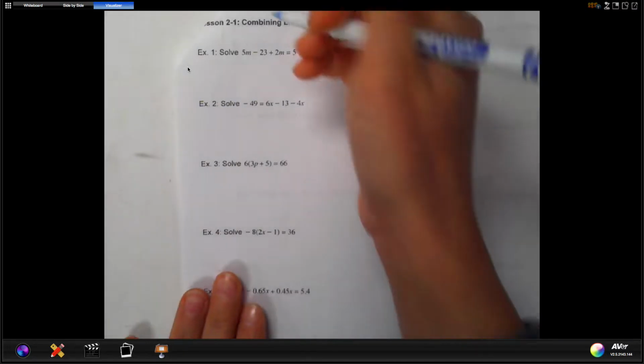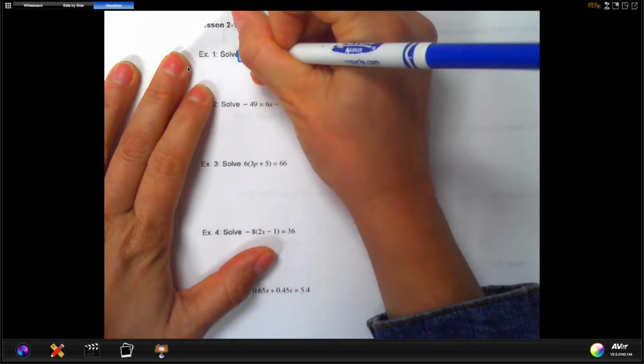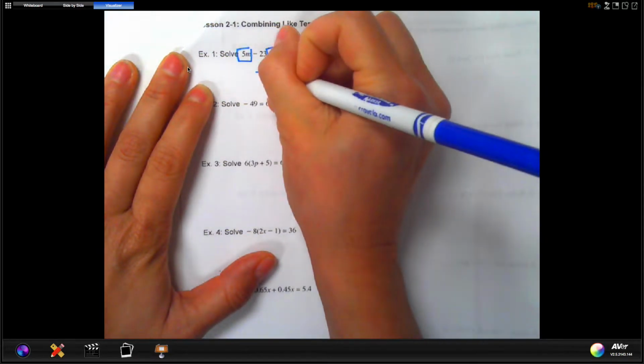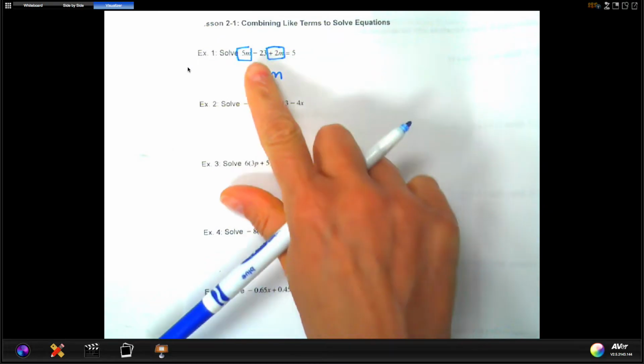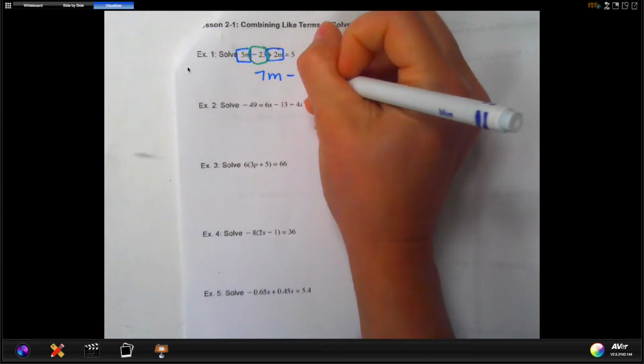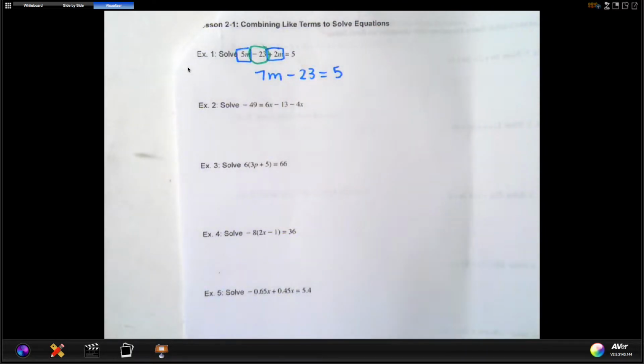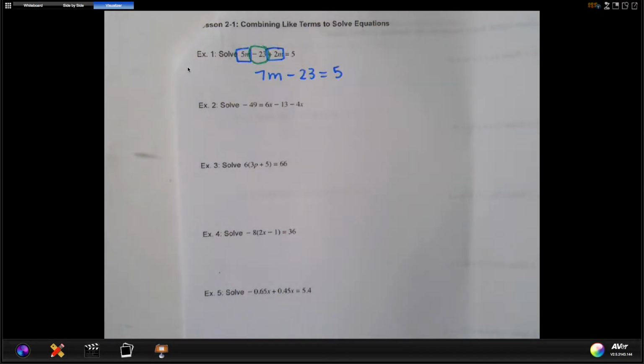So 5m and 2m are on the same side of the equal sign. So what we can do is block them off. 5m is positive and 2m is positive, so we can actually put those together. 5m plus 2m gives us 7m. And then the minus 23 does not have an m on it, so we want to keep that separate. So minus 23, we're going to put on our equation as minus 23, and then equals 5. That's the other side of our equation. Now it's a two-step equation like we did before.